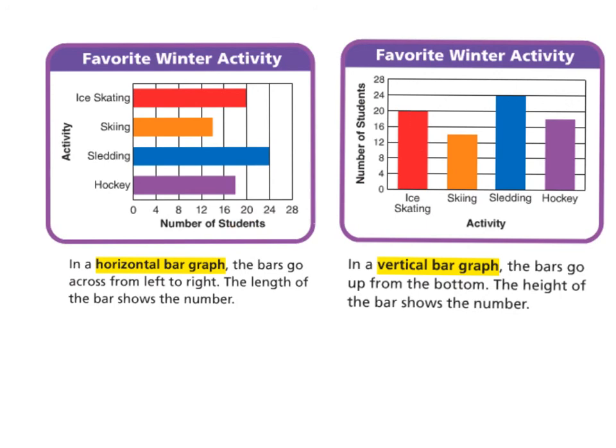Now let's look at the scale. Remember, the scale is the numbers. What does each space between the numbers represent? Well, let's look. It goes from 0 to 4 to 8, 12, 16, 20, 24, 28. And the same in the vertical bar graph. So what does each space between the numbers represent? Well, it represents 4 students because we're counting by 4s.